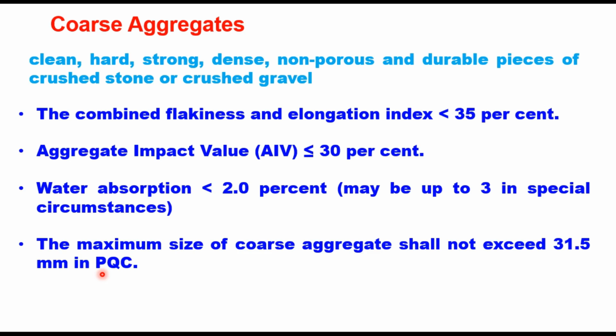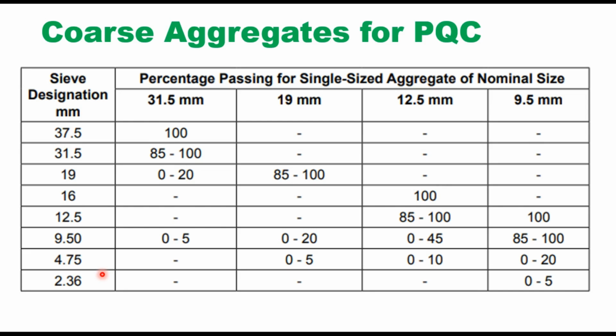The coarse aggregates are supplied in nominal size, and this table can be used as a guidance for procurement of coarse aggregate. For the maximum size of aggregate 31.5, 19 millimeter, 12.5 millimeter and 9.5 millimeter, these are the percentages as prescribed in IRC 44.